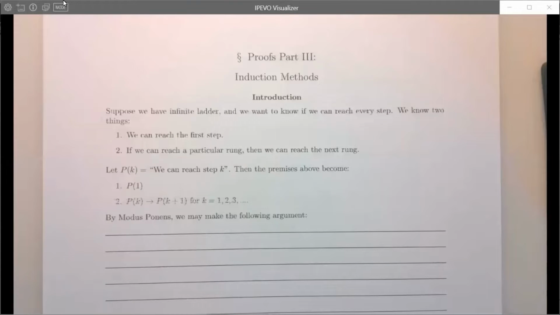Welcome to CECS 228. In this lecture video, we're going to be considering proofs part 3, which deal with induction methods. So there are two types of math induction that we're going to consider. The first being simple mathematical induction, and the second being strong mathematical induction.